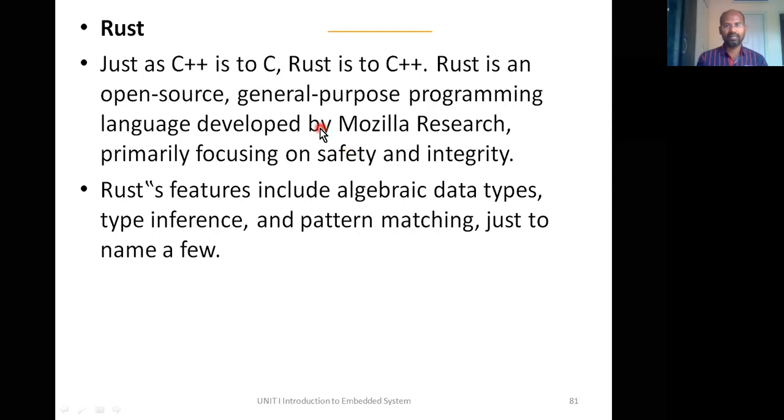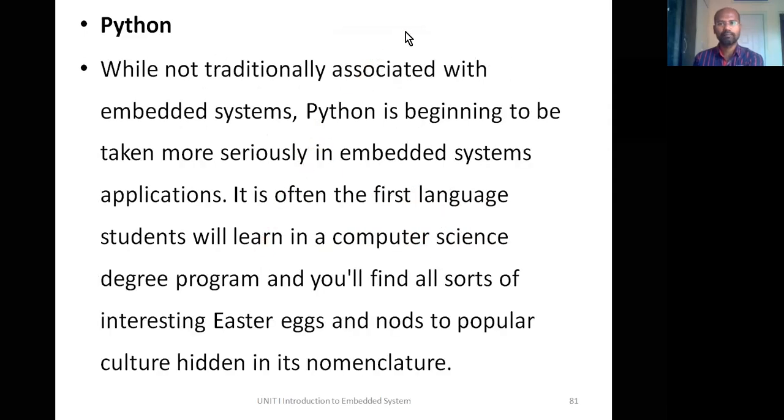C, C++, these characteristics were missing, and they added these characteristics and they called it Rust. It is gaining popularity these days. Next one is Python, and you have heard this word Python. It is very popular today. It was as popular as C and C++ and also Java.